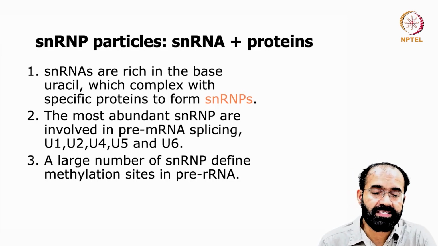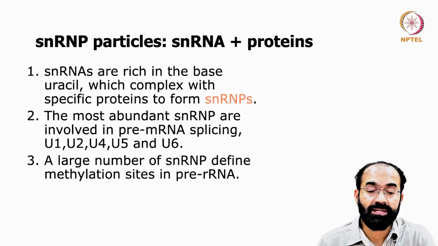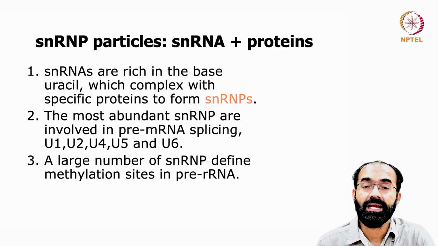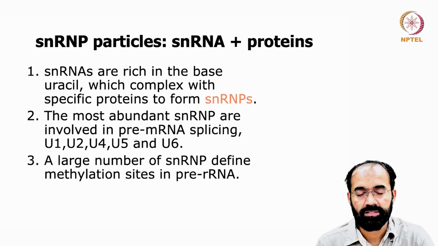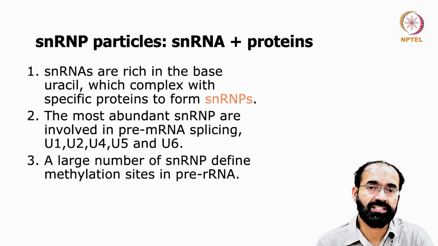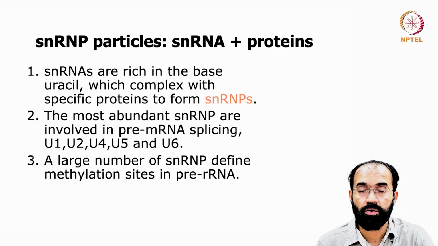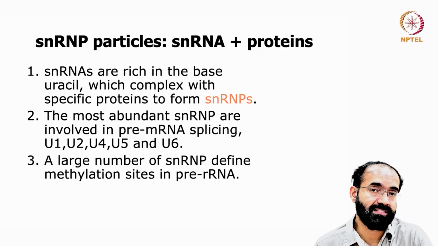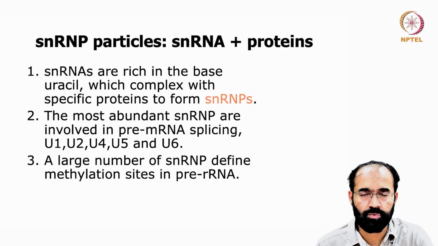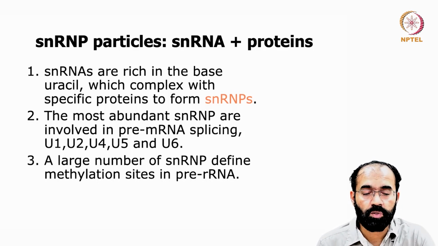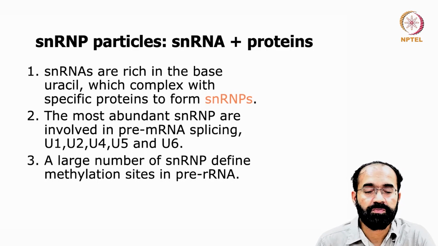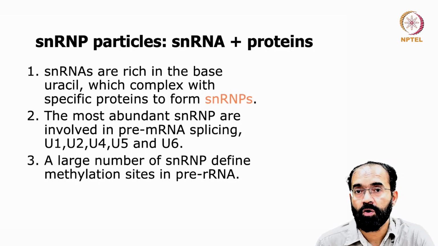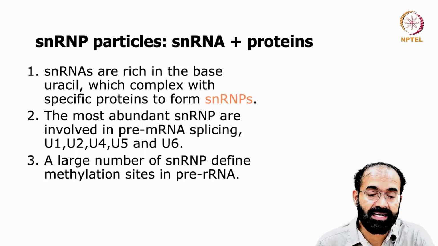A large number of snRNPs define the methylation sites in the pre-ribosomal RNA, because RNAs can undergo modification at various bases, and they can also contribute to the stability as well as enzymatic identity to the RNA molecule. So a variety of snRNPs are helpful in identifying the methylation sites on pre-ribosomal RNA.